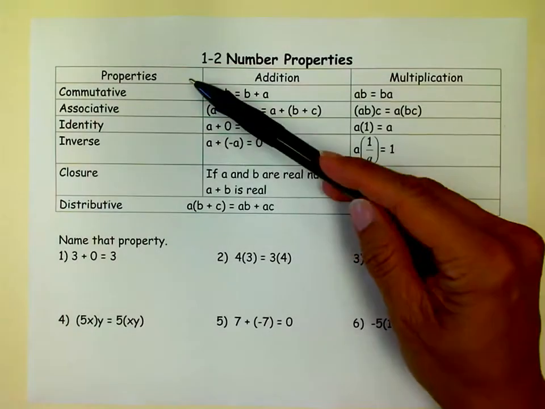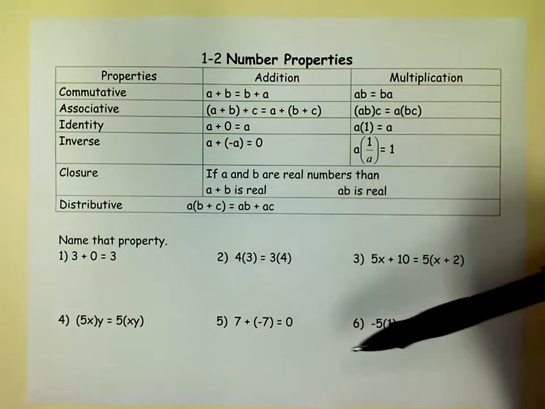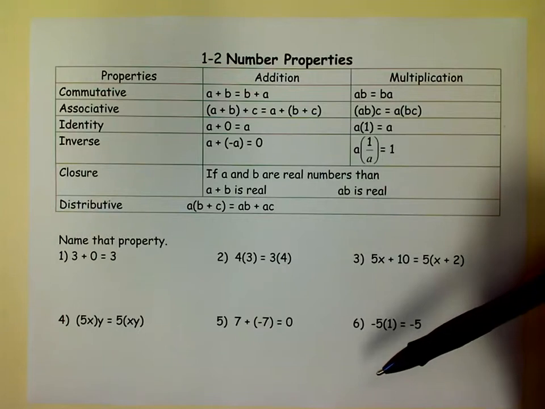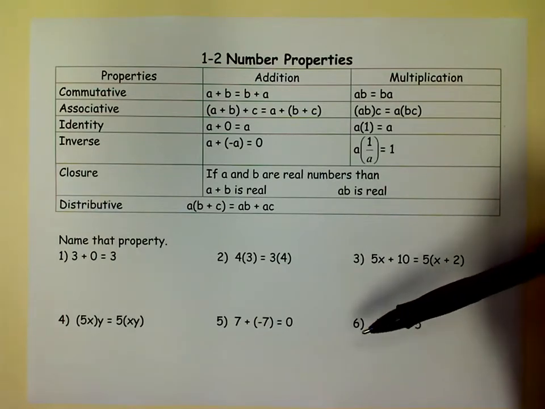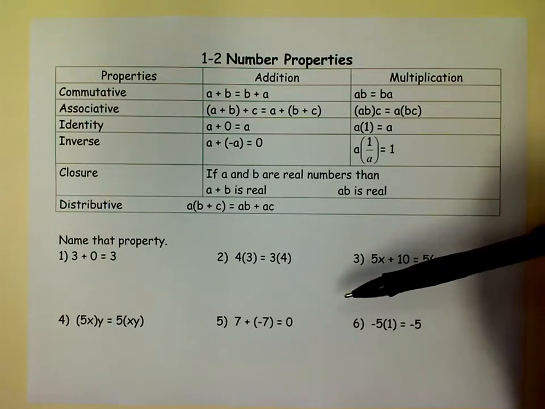These are the properties you'll usually see at this level, and the book usually asks you to name that property or to give an example of the property. So we're just going to run through. I'm going to kind of tell you how I remember the properties.